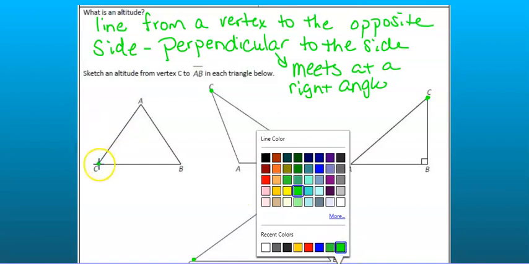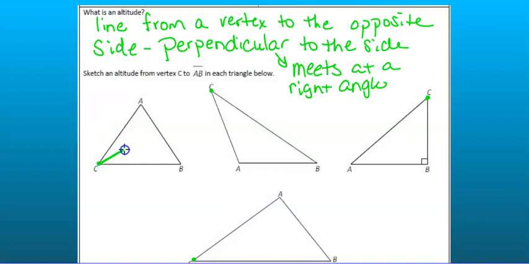So if I go from vertex C over here, I need to make sure that it is, that's not a right angle over there, so I need to get it as close as I can to a right angle. And then I'm going to mark that with my little corner like we always do for right angles. You can mark it on both sides or just one. If you do one, the other one's also a right angle.